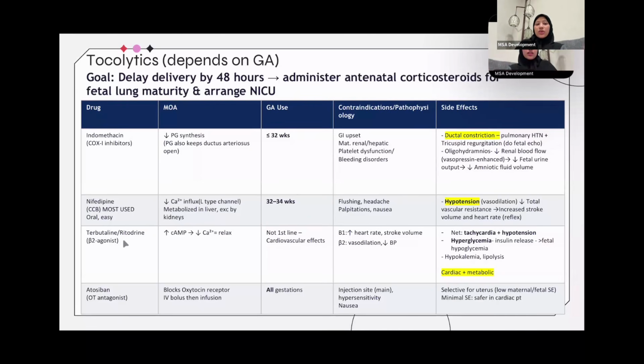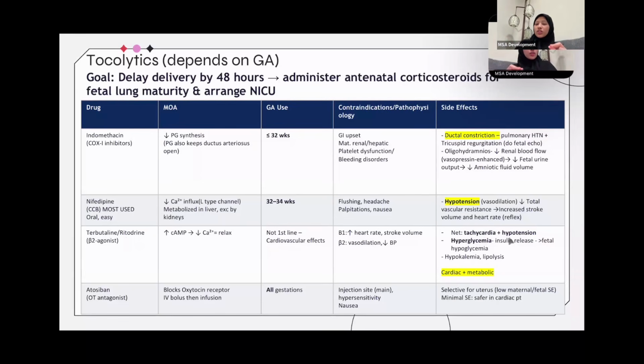What about terbutaline or ritodrine? Terbutaline is a beta 2 agonist. It is not first line because it will have the same effect as nifedipine. Again, not that used, but they will cause vasodilation and severe cardiac effects. So that's why we don't commonly use it, and it's also metabolic.